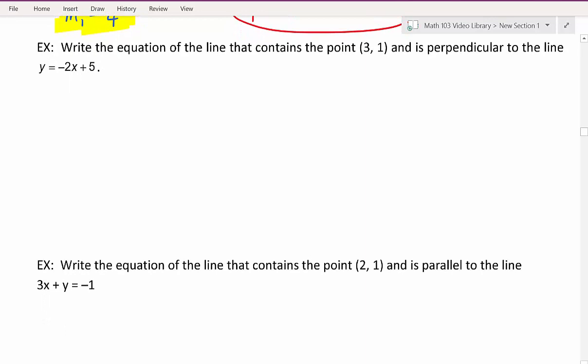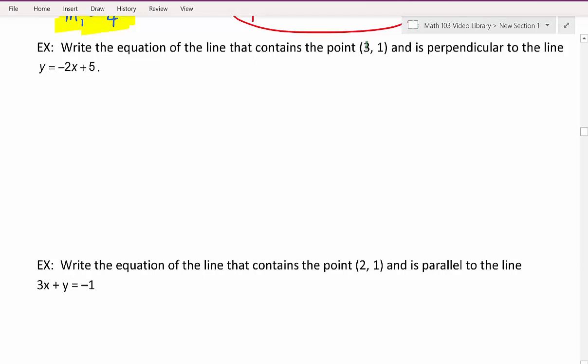Next, we're going to write equations of a line that are either parallel or perpendicular to another line. So let's write the equation of the line that contains the point (3, 1) and is perpendicular to the line y equals negative 2x plus 5. Recall, in order to write the equation of a line, you need two things. You need the slope of the line you're trying to write the equation of and a point that lies on that line.